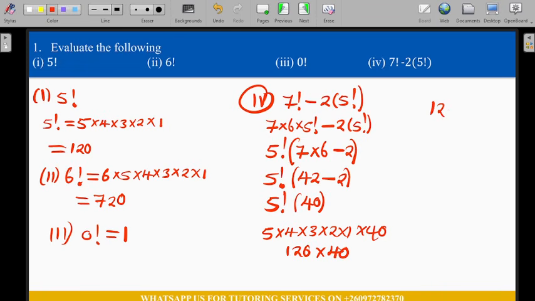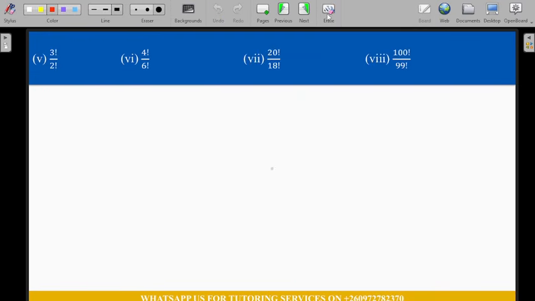So 120 times 40. Let's see what we get. 0 times 0, 0. 0 times 2, 0. 0 times 1, 0. Then we start with a 0. Then 4 times 0, 0. 4 times 2, that's 8. Then 4 times 1, that's 4. So here the answer becomes 4,800. So that's how you evaluate that.